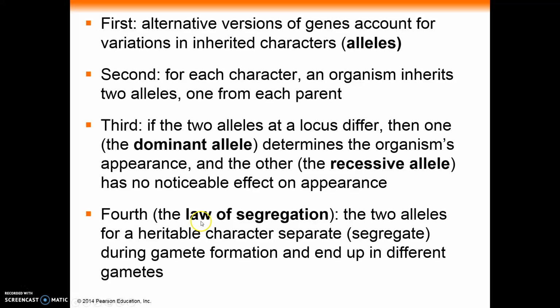Fourth, we have the law of segregation. So the two alleles for an inheritable character separate during gamete formation and end up in different gametes. So you may have an allele for a white flower, an allele for a purple flower, but when you produce gametes, each gamete will only have one or the other.